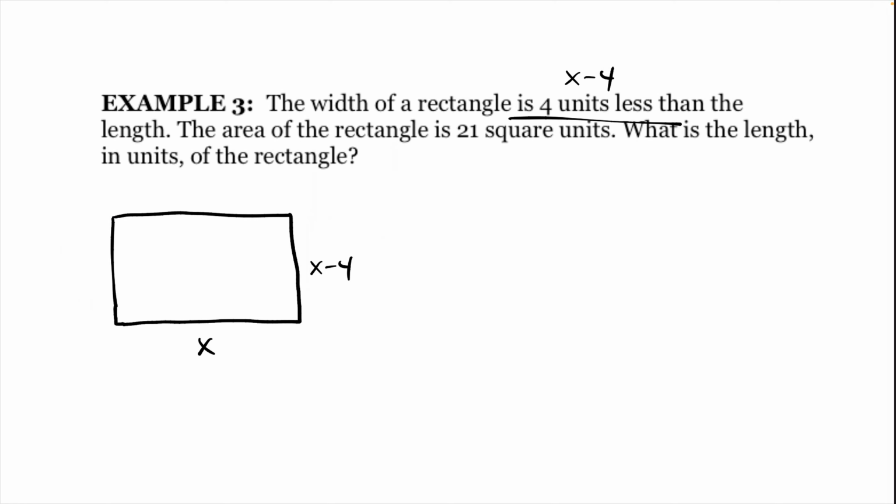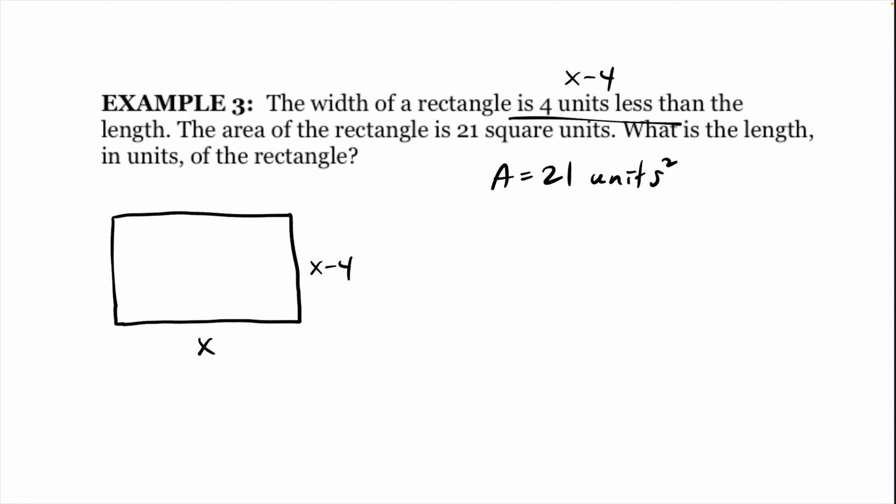What else do I know about the rectangle? You guys are doing good so far. The area is 21 square units. That's also what I know. How do we come up with area? How did they come up with 21? What did they do to come up with 21? Length times width, right?